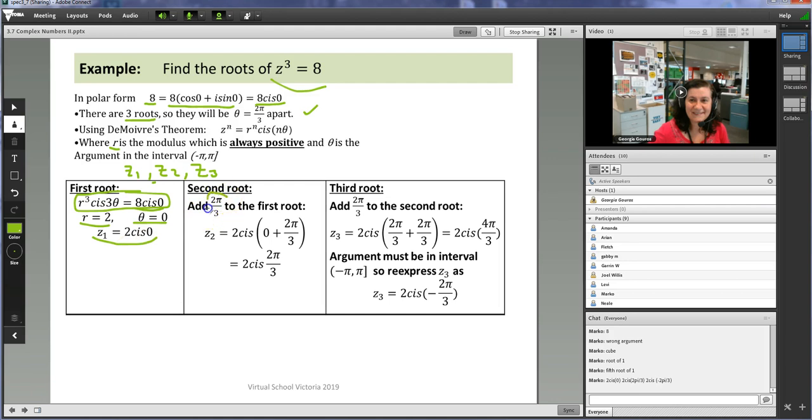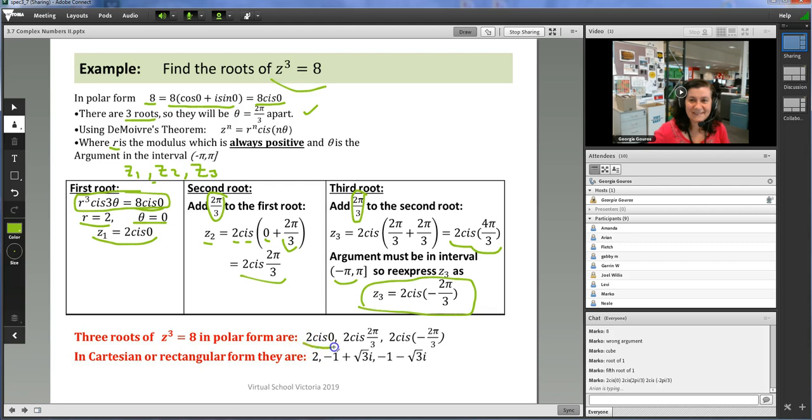And then we just add 2 pi on 3 to that root until we have 3 altogether. So Z2 is just 2 cis 0 plus 2 pi on 3. And that's okay because the argument's in the correct interval. Then to find the third root, we add 2 pi on 3 to the second root. We end up with 2 cis 4 pi on 3, which the argument is not in the interval required, so we've just got to adjust that. And now we've got the 3 cubic roots of 8 in the complex number system.